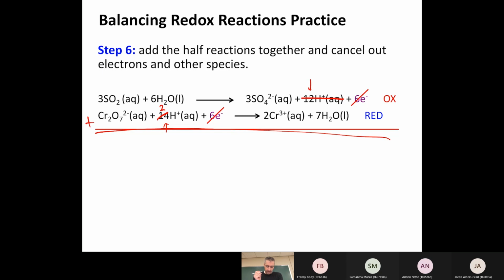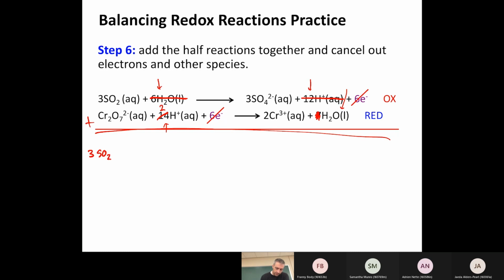So there'll be 2 left over on that side. For waters, we have 6 on the left and 7 on the right. Why don't we cancel out 6 from both sides and just leave 1 on that side? So I think that's everything that can cancel. Now we can get our total balanced redox reaction by just writing out what remains.